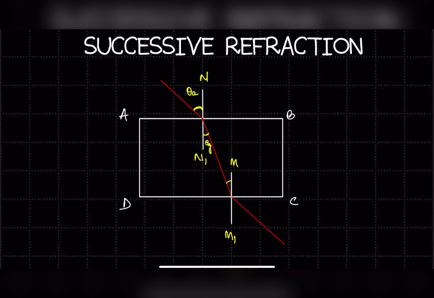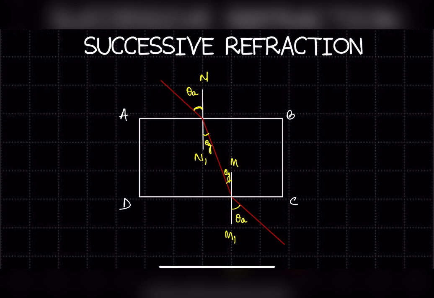What about this angle theta G? This theta G will be equal, so this will be theta G. What about this angle? This angle is theta A. These two angles will be the same. This angle and this angle are the same, and this angle and this angle are equal.